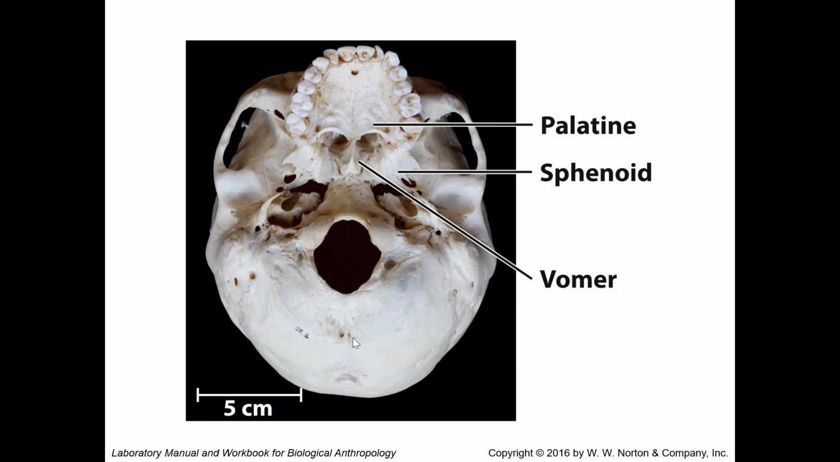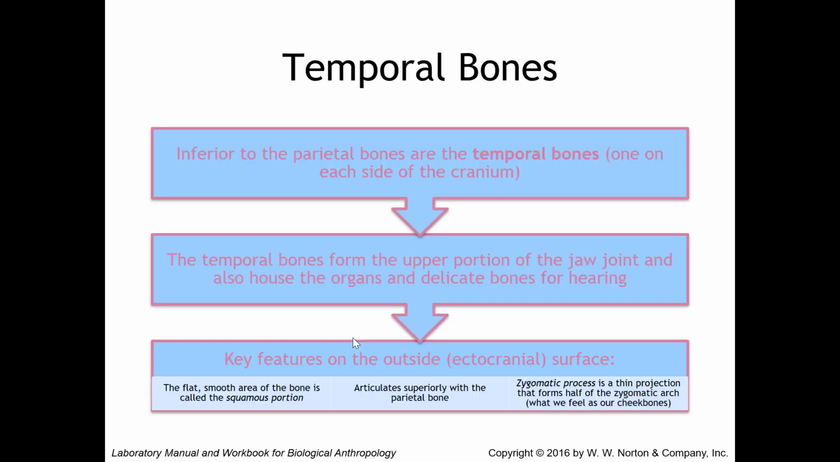So the next bones that make up the brain case are the temporal bones. The temporal bones are inferior to our parietal bones, and they are one on each side of the cranium. So you've got two parietals, you've also got two temporal bones, right? So two and two of those, and then one frontal and one occipital. The temporal bones form the upper portion of the jaw joint, and they also house the organs and the delicate bones for hearing.